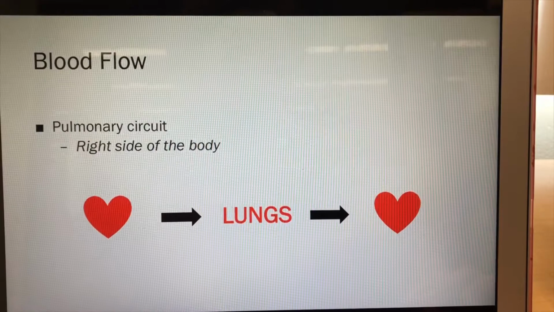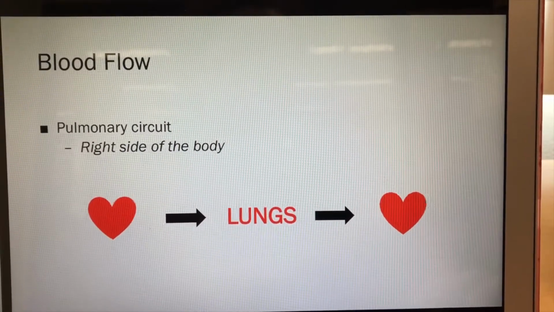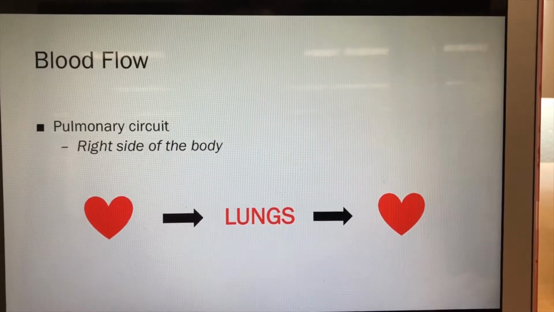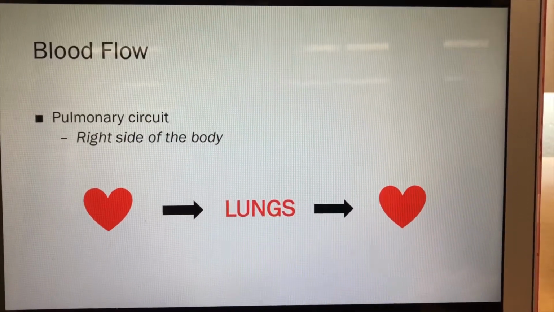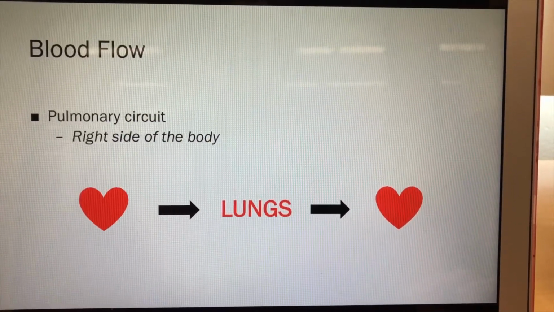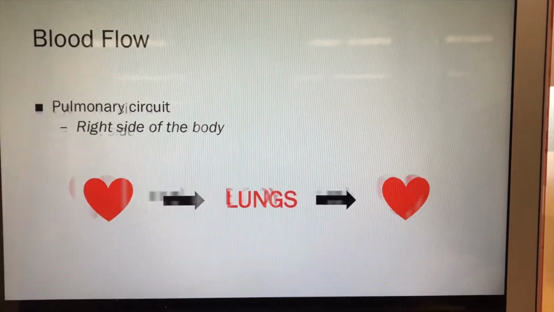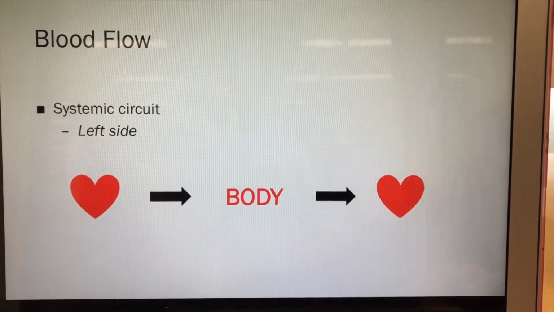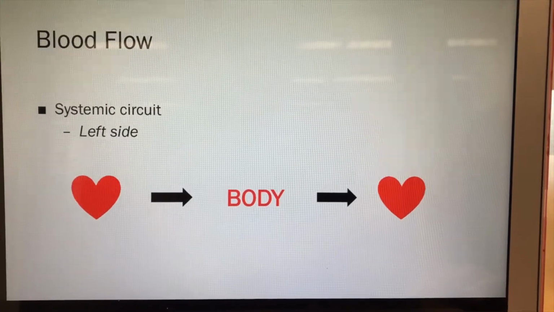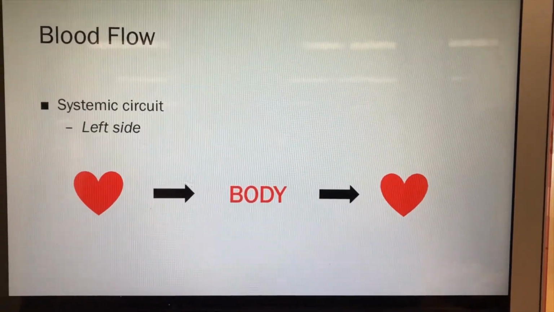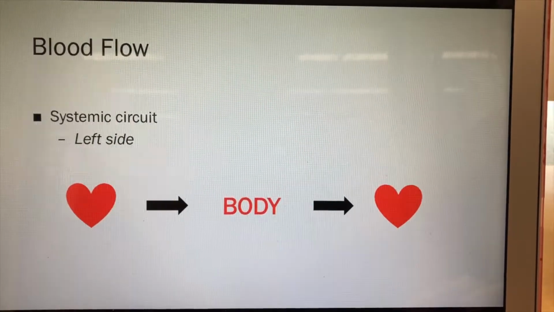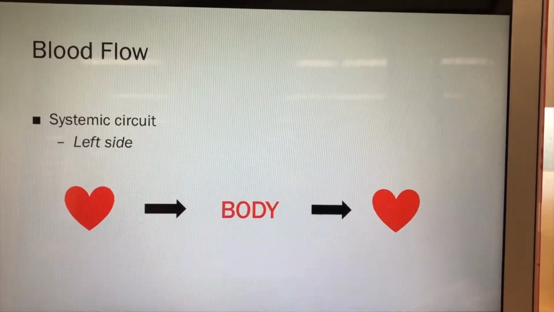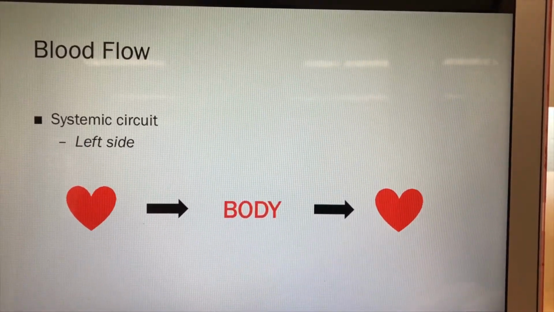Blood flow through the heart. There are two ways blood flows through the heart. The first way is the pulmonary circuit, which controls the right side of the body. It goes from heart, lungs, and back to heart. The second way is the systemic circuit. It controls the left side. It goes from heart, body, to heart. The left side is thicker because it pumps to farther places in the body.